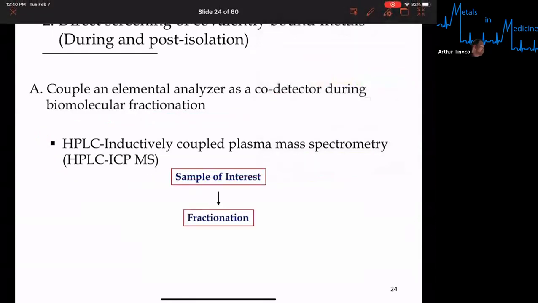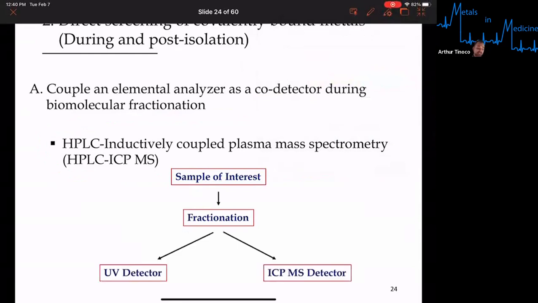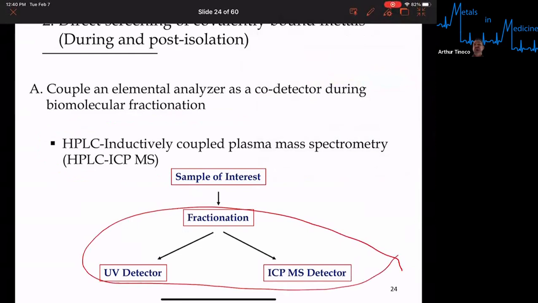So we have our sample of interest, we apply our fractionation, and at the stage of fractionation, we will use two methods of detection. So let's say we're doing something that has a metalloprotein, as an example, right? A metalloprotein, well, then we'll use a UV detector to detect the protein, okay? That'll be the protein detector. And then the ICP-MS, that's the abbreviation for that type of MS, will be useful for detecting the metal. So you split the same sample and try to detect both.